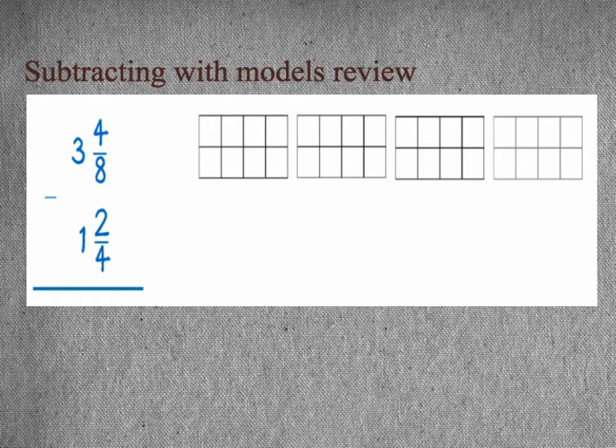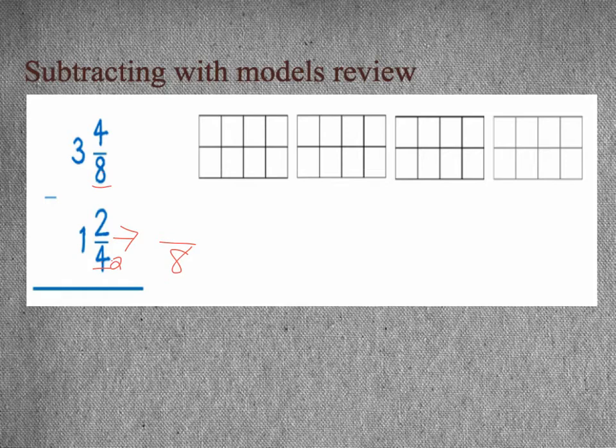So, we have 3 4/8 minus 1 2/4. We know right off the bat we cannot subtract these because they do not have the same denominators. So we need to try to get these two denominators with the lowest common denominator that we can get. So what is a number that 4 and 8 can both go into? Well, 4 can go into 8 and 8 can go into itself. So 4 times what will give me 8? Well, 4 times 2 gives me 8.